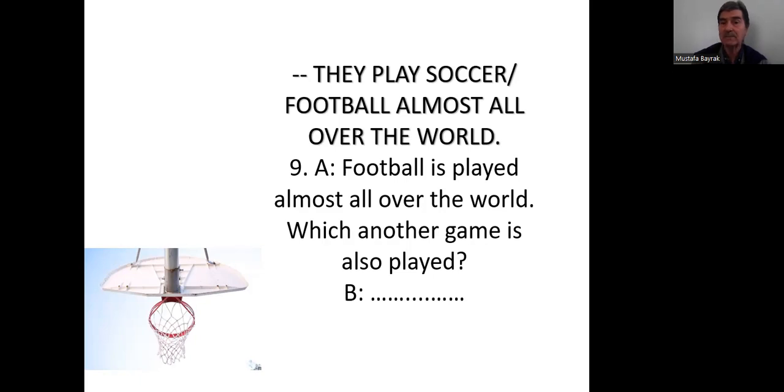Which other game is also played? Basketball is also played almost all over the world. Which other game is also played? Volleyball is also played almost all over the world. Yes, this is a general acceptance. This is a general rule. This is a general reality, fact.